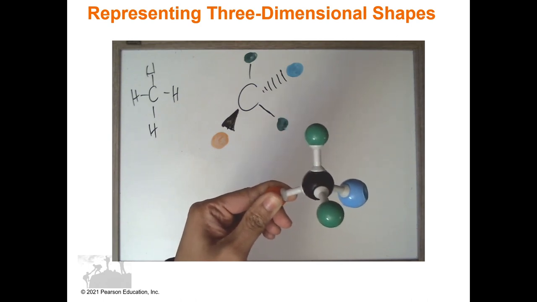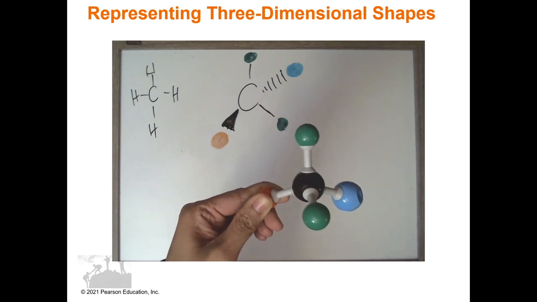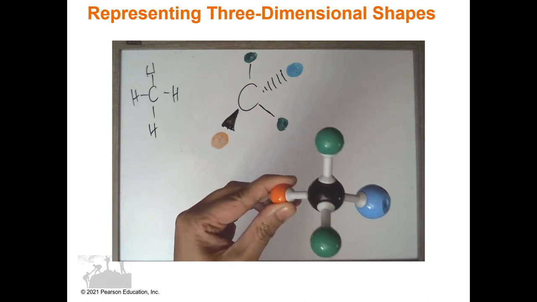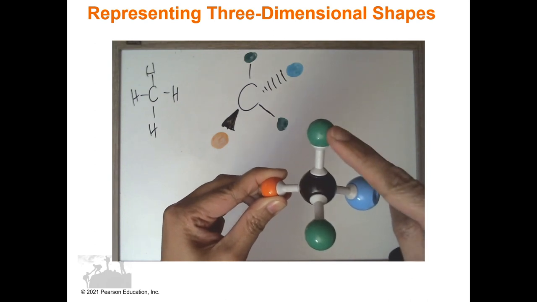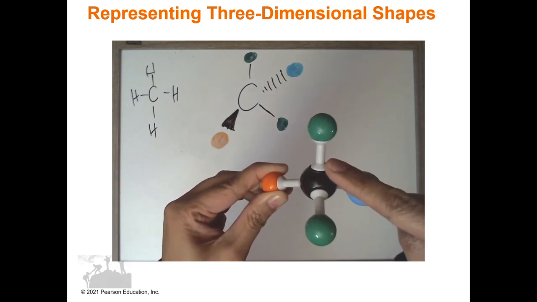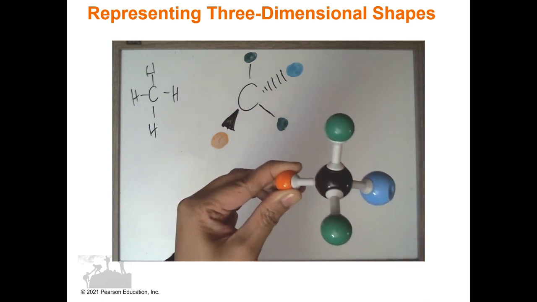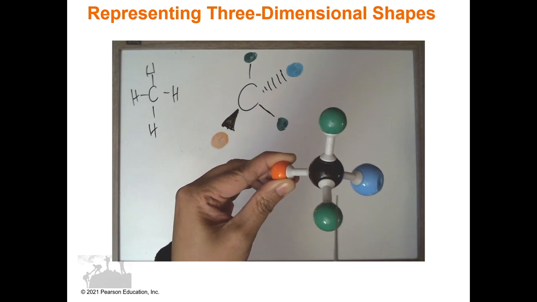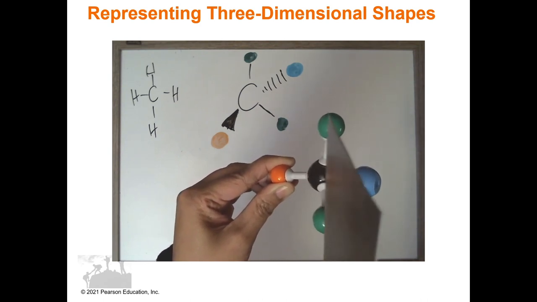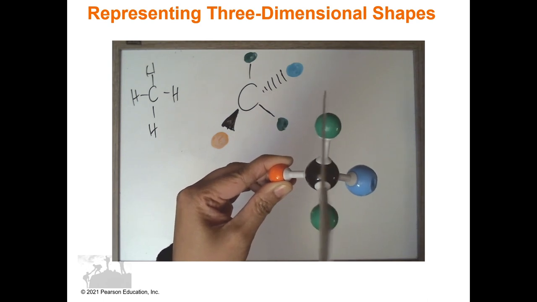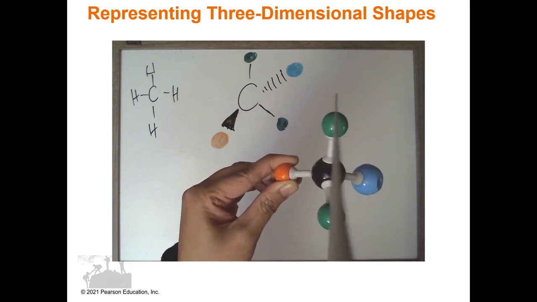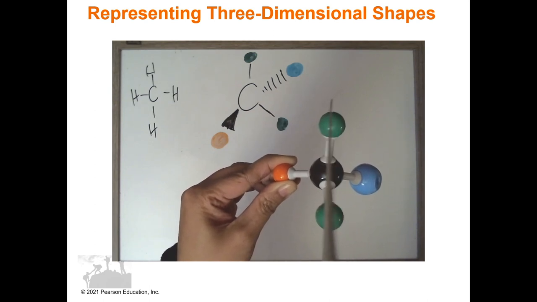So now, what do I mean by in the same plane, coming out of the page, and going into the page? Well, just orient this model so that the green ball is lined up with the black ball and then is also lined up with the other green ball. Then take a piece of paper and take the edge, here we go, so that the edge of the paper lines up with these three atoms. Now you can see that these three atoms are in the same plane. The orange ball is coming out of the plane, and then the blue ball is going back behind it.